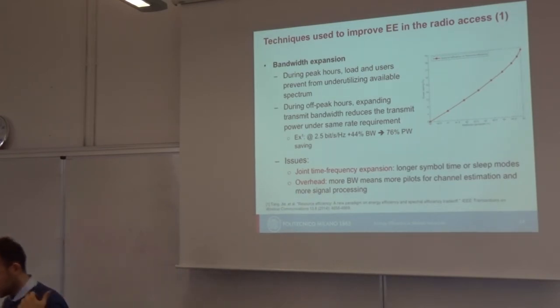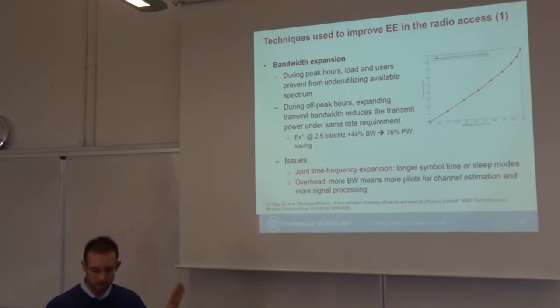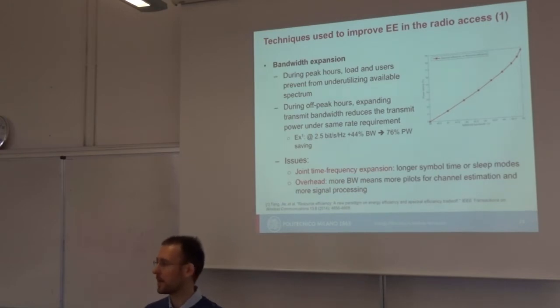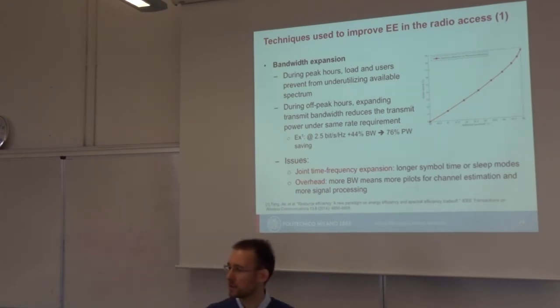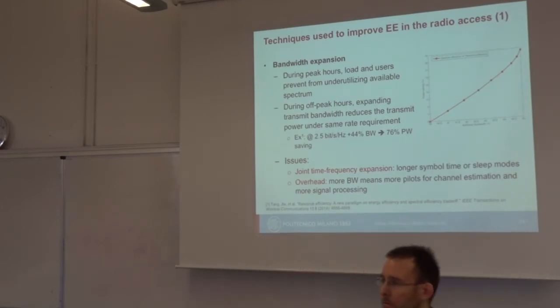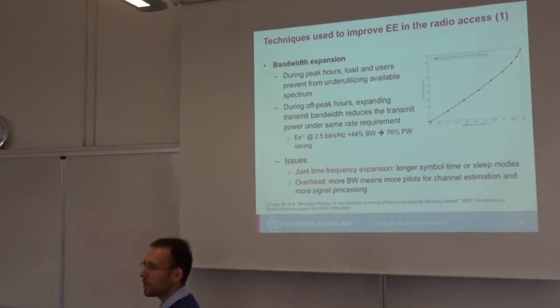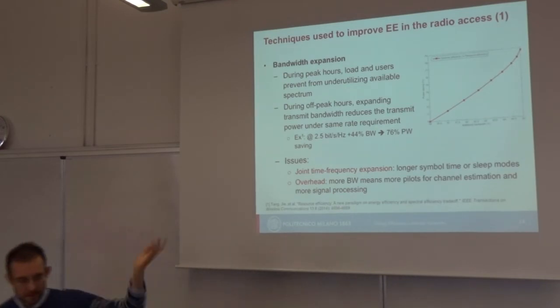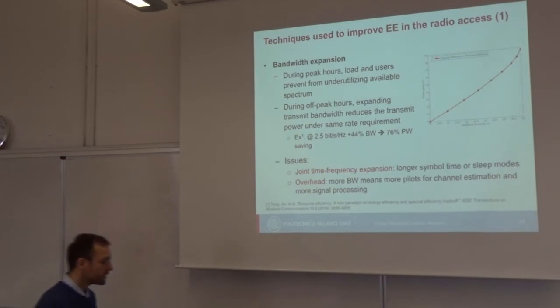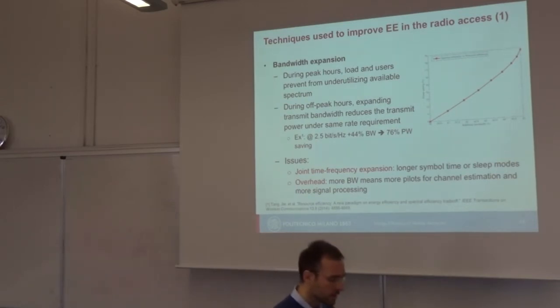For instance, in the list of alternatives, there are low SNR receivers, which is another technique to be more energy efficient. If you design a receiver which is able to receive at a given data rate with much lower SNR, of course, you can reduce the radiated power, and this may have some impact on the energy consumption. But let's talk about bandwidth expansion. Of course, if you consider the operation of your network and the idea is to expand your bandwidth in order to reduce the radiated power, of course, during the peak hours, you may not want to.